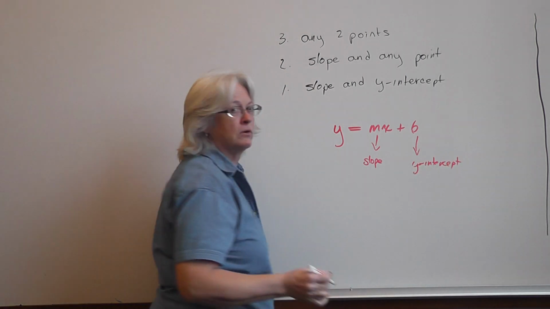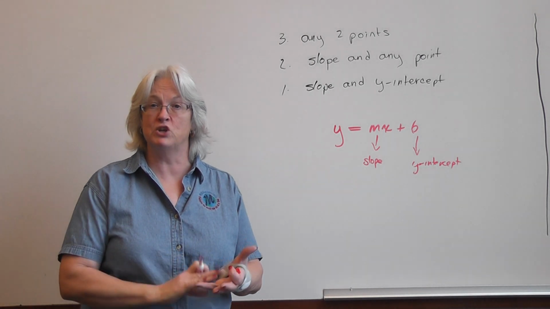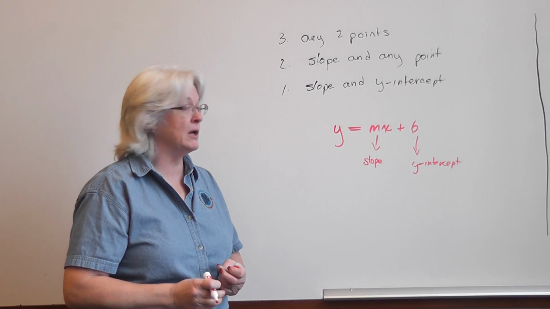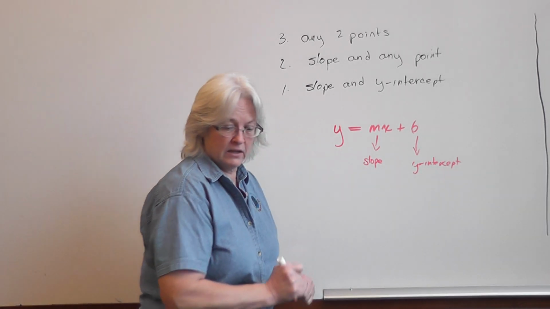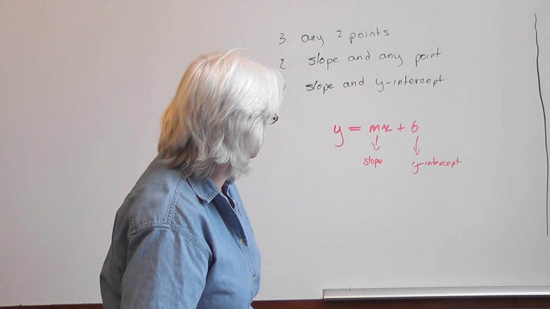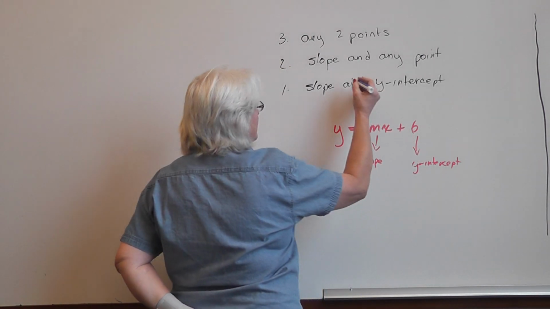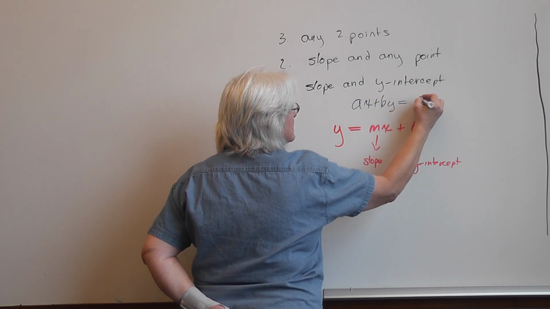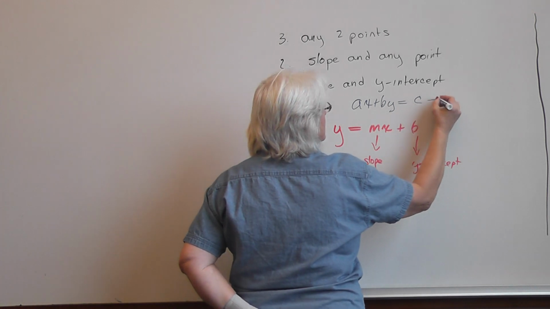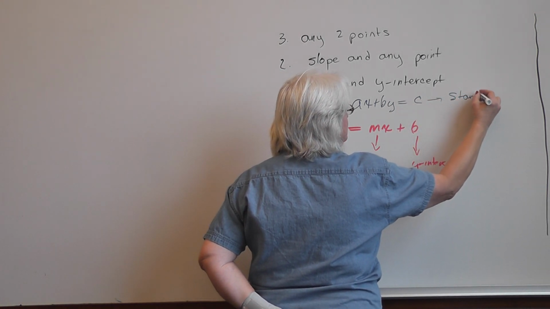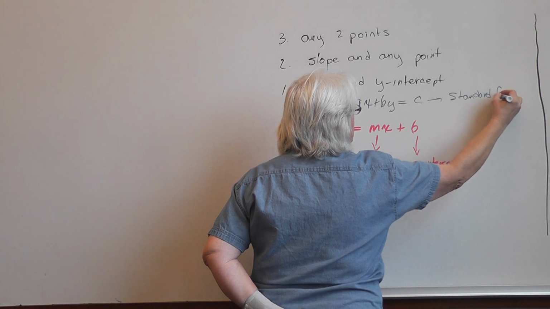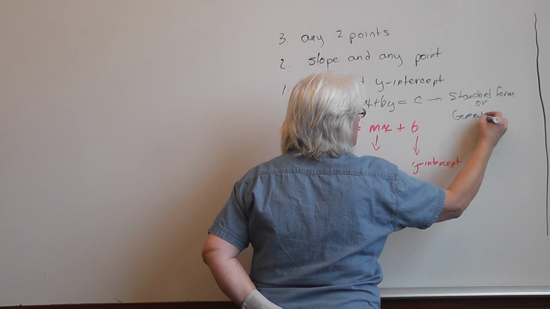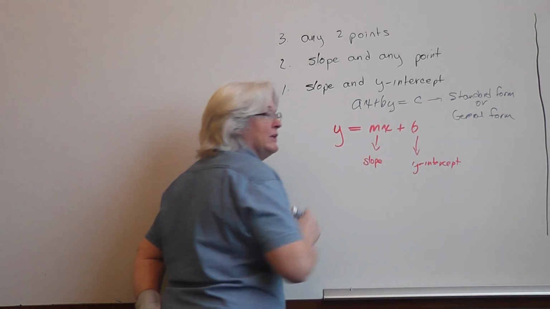We had also learned earlier that there is something called the general form of the equation of a line, or the standard form of the equation of a line. And let me go ahead and write that in here as well for us, just as a part of this brief review. And that says that ax plus by is equal to c, and this is standard form or general form of the equation of a line.